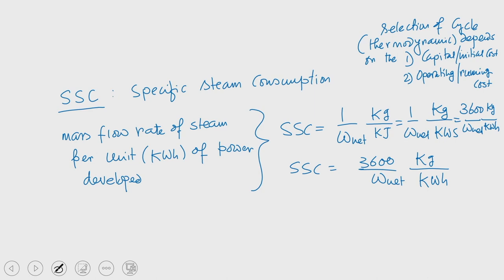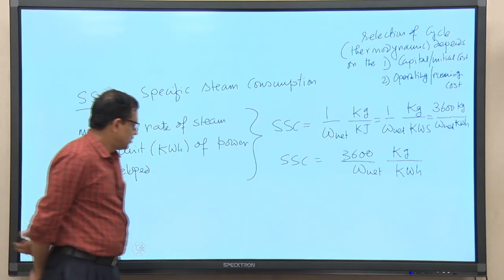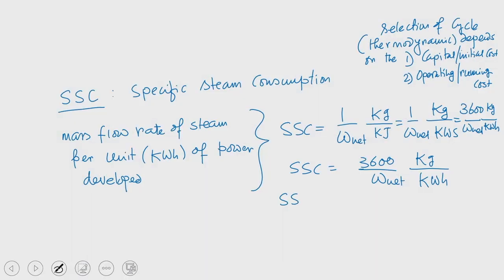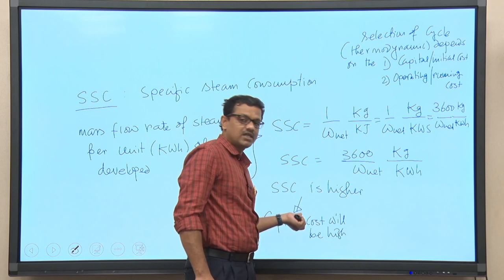Now, if W net is very less, the higher the SSC, then we have understood that the capital cost will be high. Right? Isn't it? So, the higher the SSC, that is, the greater the size of the plant, the capital cost will be high, that is the initial cost. Again I am telling, the higher the specific steam consumption, the greater will be the size of the plant, the higher will be the capital cost.